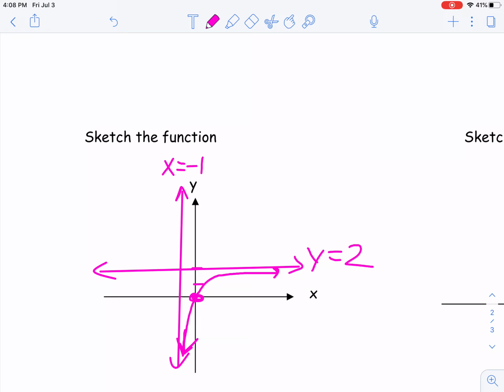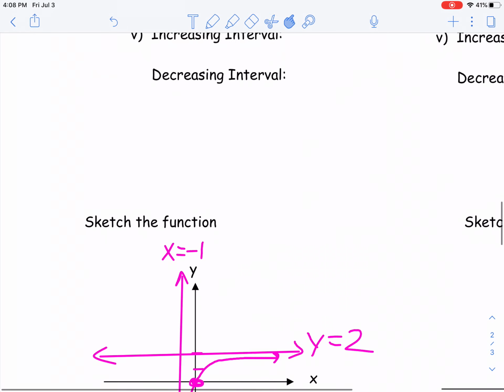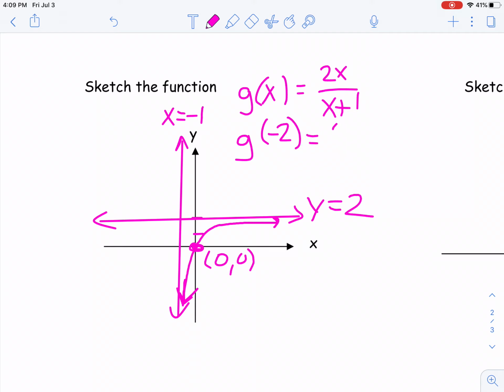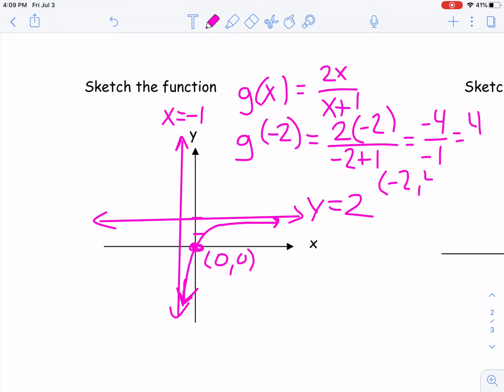So what we need to do is pick another test point that's to the left of the asymptote x equals -1. Let's remind ourselves the function itself is 2x over x plus 1, and we already know that (0, 0) is a point on our graph. But let's say we picked -2 as our x value. That value is lower than -1, to the left of -1 on our graph. So 2 times -2 over -2 plus 1. We end up with -4 over -1, and this comes out to +4. So I have another point on the graph, (-2, 4).